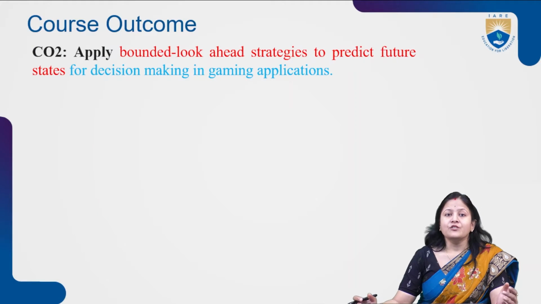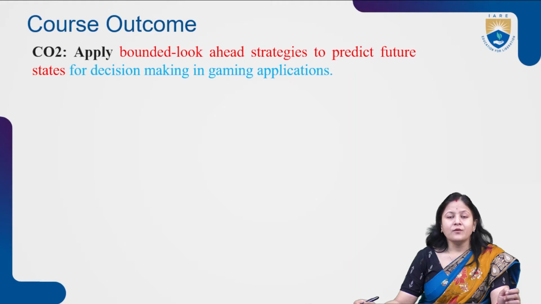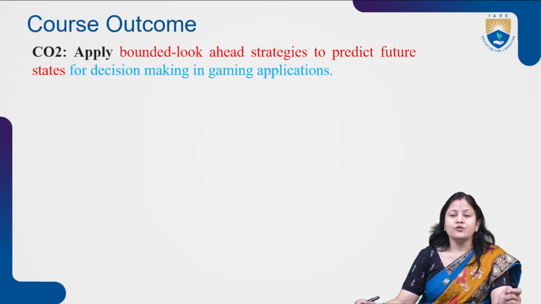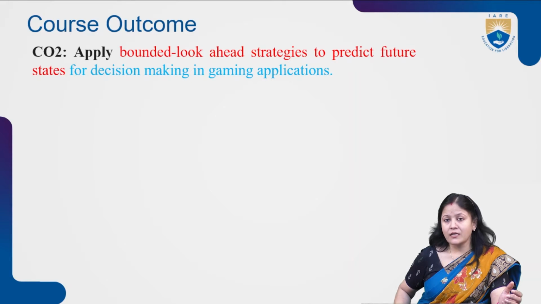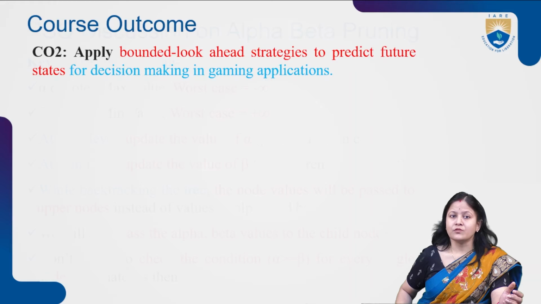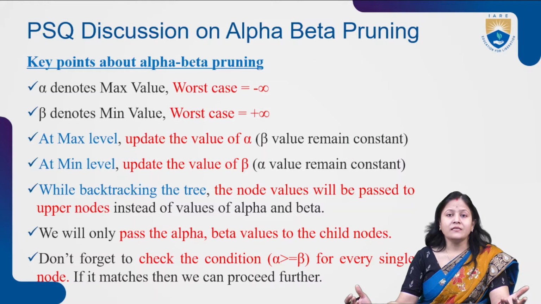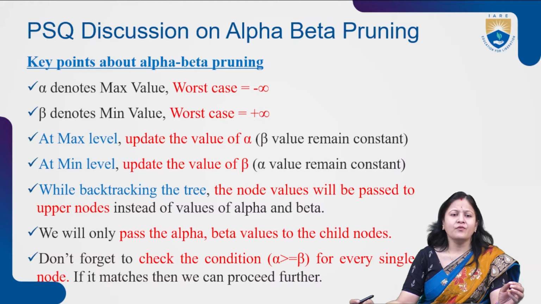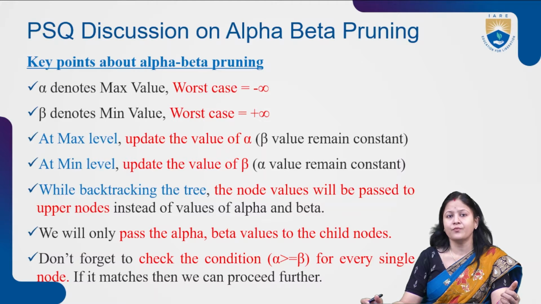After the completion of this course, students can apply the bounded look-ahead strategy to predict future states for decision-making in gaming applications. This is the course outcome which students will achieve. Now let me discuss what alpha-beta pruning is and a few important points we need to consider to solve the problem, because in this video we will solve one problem related to alpha-beta pruning.